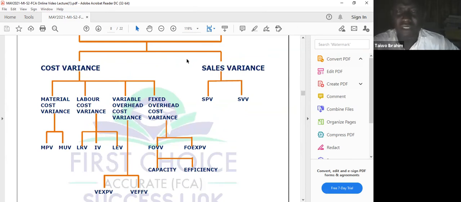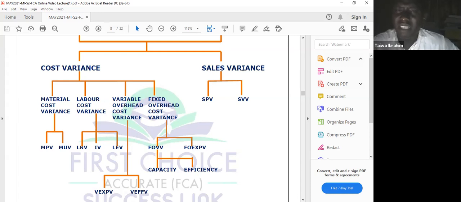Now let us look at the other side, or flip side, of this variance, which brings about the differences between budgeted profit and actual profit. That is the sales variance. In the exam, the examiner can come from the angle of you computing the sales variance. Let us quickly look at what we mean by sales variance.